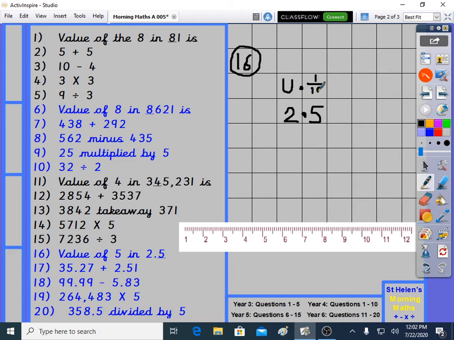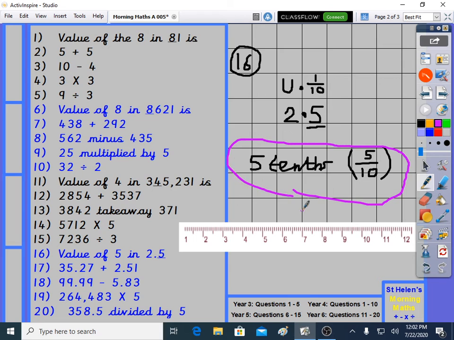This is year 6, so you should know this. That 5 is now in a decimal column. It's actually worth 5 tenths. As a fraction, that is 5 tenths. Of course, because it's in the tenths column, but it's not 1/10, it's 5 of those tenths. So it's 5 tenths. Did I say decimal? I meant fraction. That's it as a fraction. As a decimal, it's 0.5. Okay? But the answer will be 5 tenths.